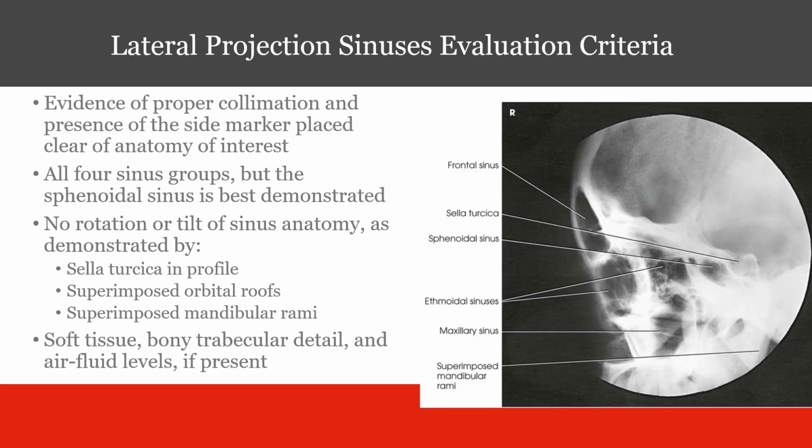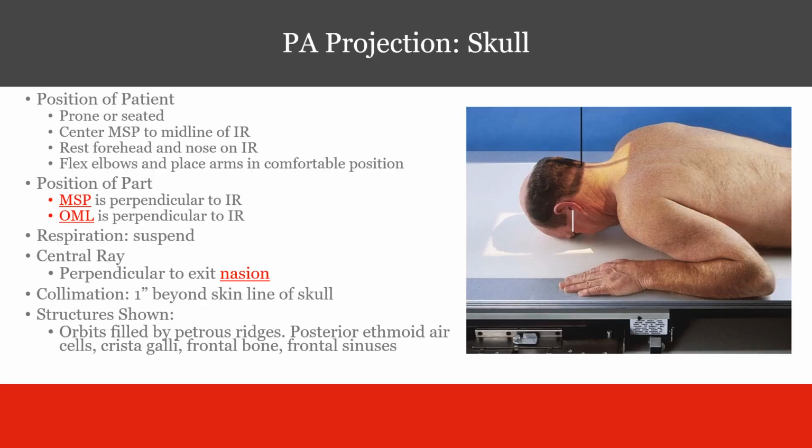For the evaluation criteria, we should see all 4 sinus groups. That's the one thing that's important with this, all 4 sinus groups, but the sphenoid sinus is demonstrated the best, and it is the most superior set of sinuses. There should be no rotation or tilt of the sinus anatomy. The sella turcica is always in profile. The superior orbital roofs, there should be superimposed mandibular rami.